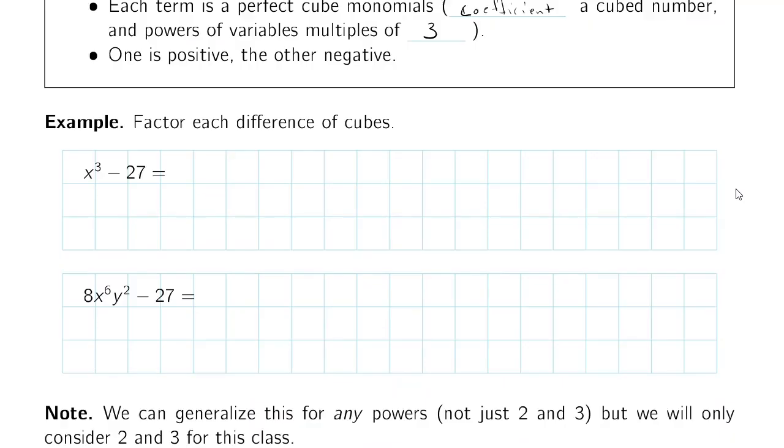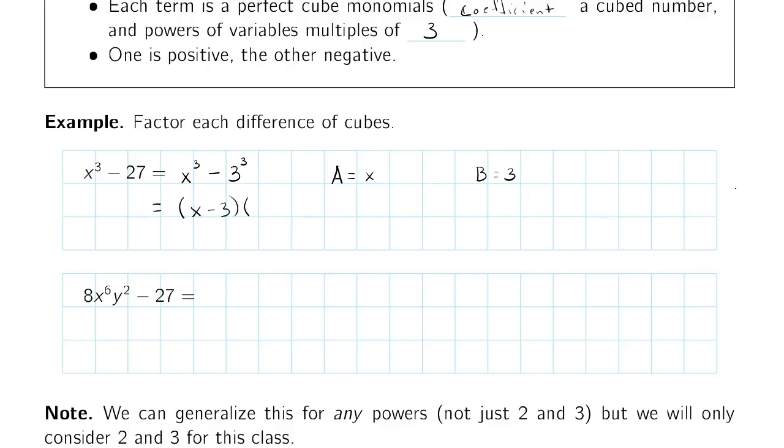So let's just see a couple of examples of differences of cubes. X cubed minus 27, that's x cubed minus 3 cubed. So each term is a perfect cube. This is a difference of cubes with a is x and b is 3. So our first factor is a minus b. So our first factor is x minus 3.